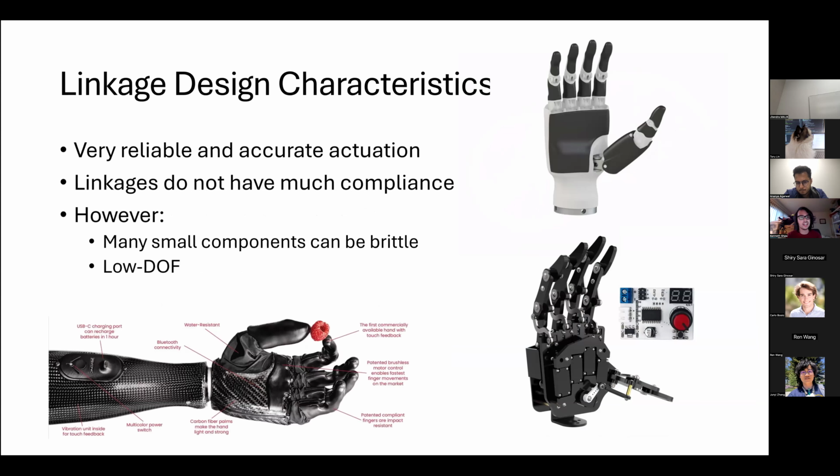The nice thing about linkage design is it's very reliable and accurate. Given the motor angle, the fingertip position is very easy to calculate. However, the linkages don't have that much compliance. When you smash the fingers on the table, sometimes the linkages will break or they'll slide off of each other. And these small components can be very brittle. It's also hard to make linkage hands with many degrees of freedom. If you think about the Inspire hand or the Psionic hand, they typically have 5 or 6 degrees of freedom, which is far less, as Ananya said. The more degrees of freedom you have, the better manipulation you can do. And often these hands are limited to only 5 or 6 degrees of freedom.